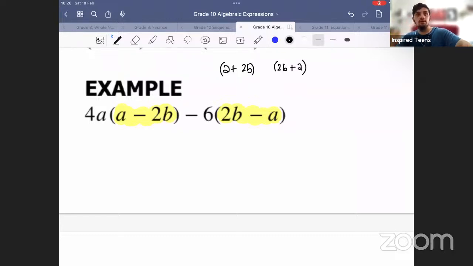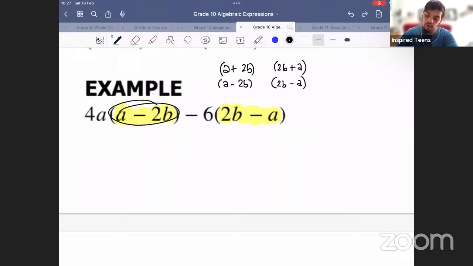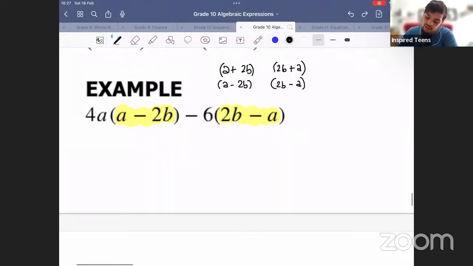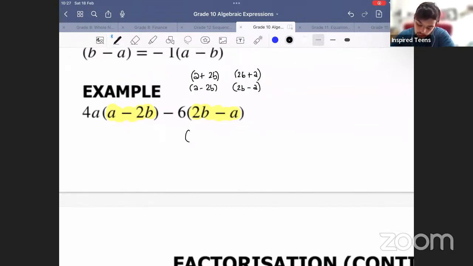I think it's called the something property of addition. It's grade 8 work. So in this case, however, when we have a - 2b and 2b - a, those are not the same thing, so we cannot take this as a common factor. So we call this the sign change. We can actually change this sign. We want this to be a - 2b as well.